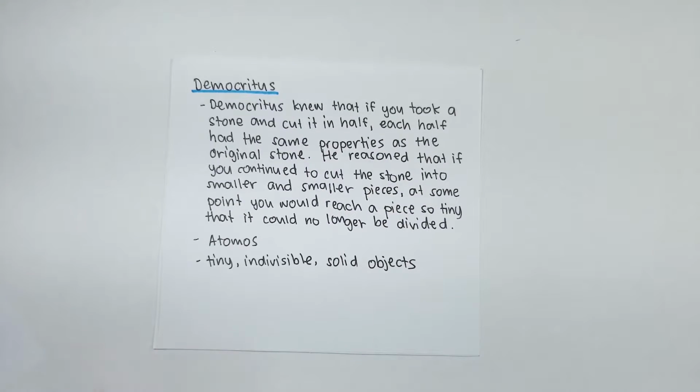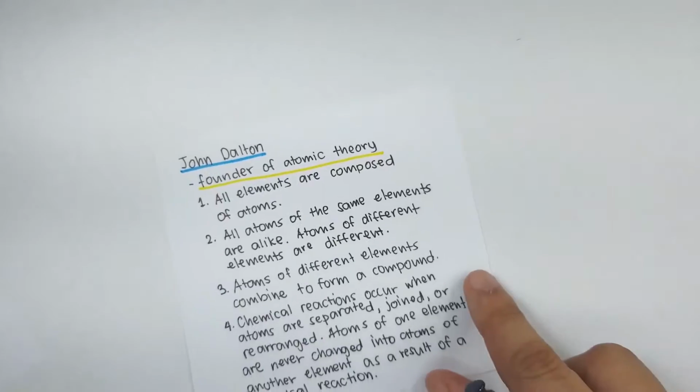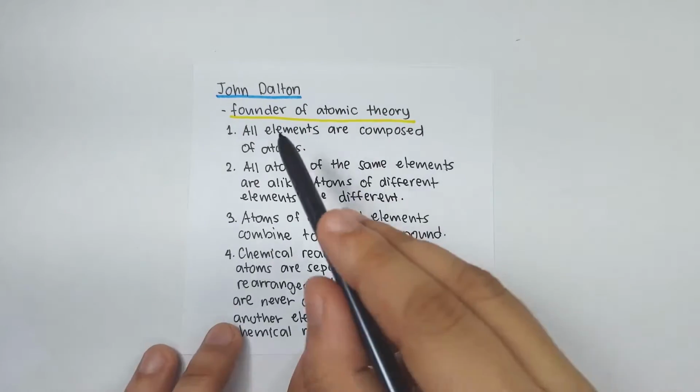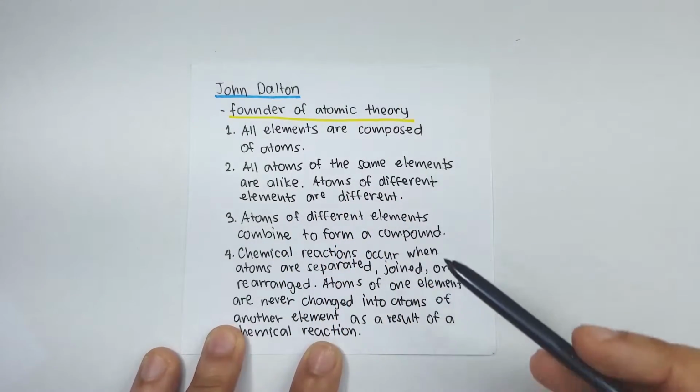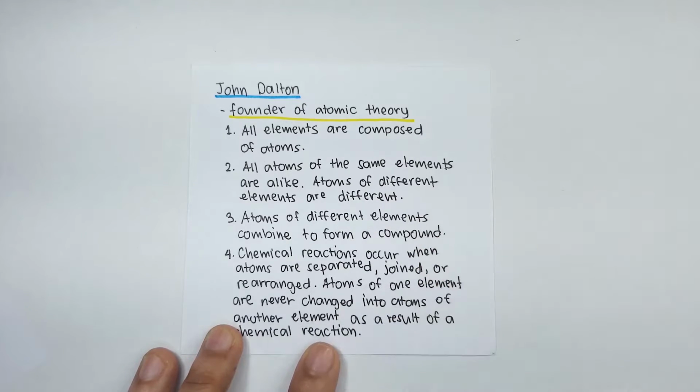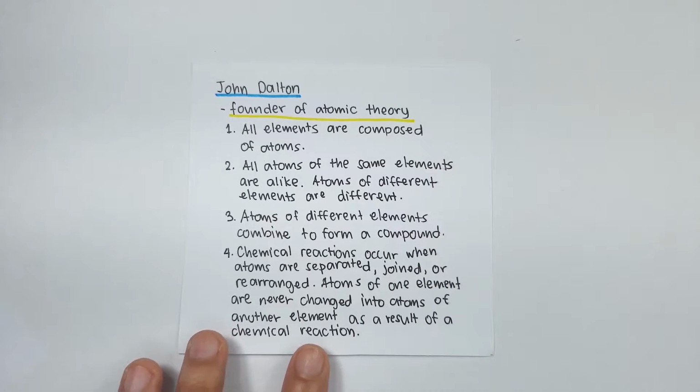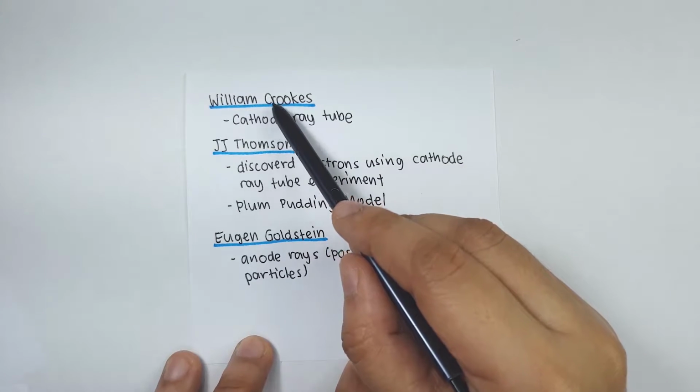So after many years later, yung nag-conduct talaga ng experiments ay si John Dalton. Kaya tinawag siyang founder of atomic theory. So itong 4 na statements na ito yung parang findings niya. So basahin nyo na lang, class, medyo self-explanatory din naman to. Okay? So next is we have William Crookes.